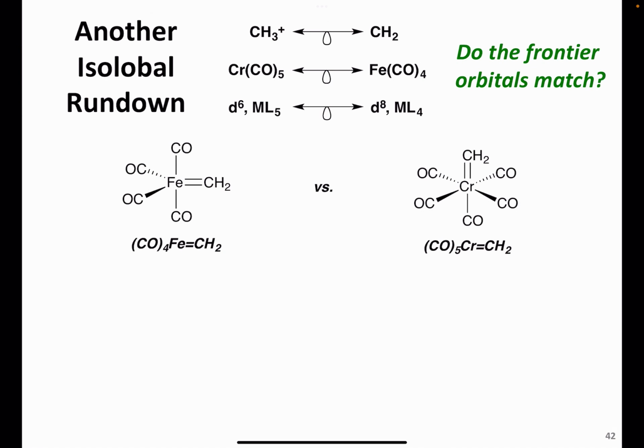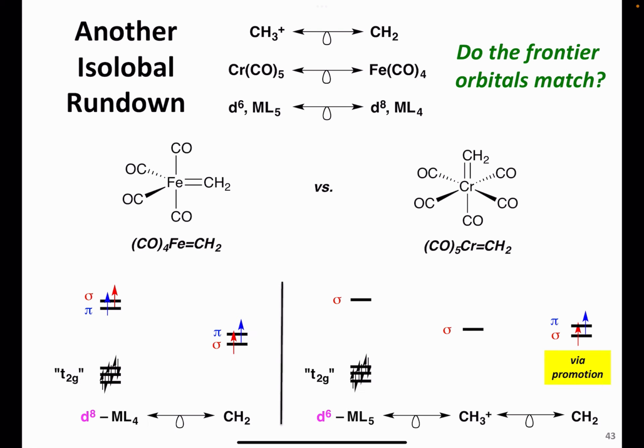And so does this really all make sense? Do all these frontier orbitals match? We know now that CH3+ is isolobal with CH2. That means that the chromium pentacarbonyl fragment is isolobal with the iron tetracarbonyl fragment, and that means that d6 ML5 is isolobal with d8 ML4. And so do their frontier orbitals really match? Well, we know that the d8 ML4 complex has one pi-type orbital and one sigma-type orbital unoccupied, directly isolobal with CH2. We know now that a d6 ML5 fragment, like the chromium fragment, has a fully populated t2g and an empty sigma orbital, and so it really looks like CH3+.